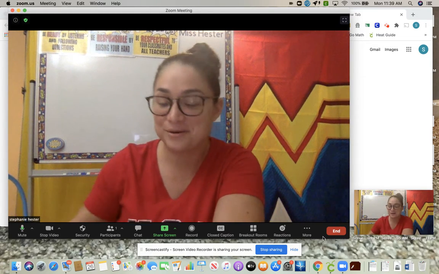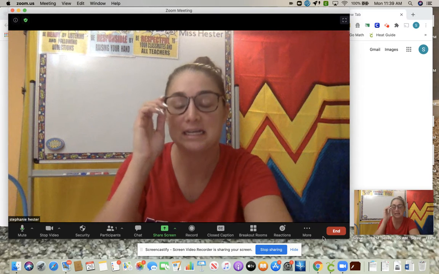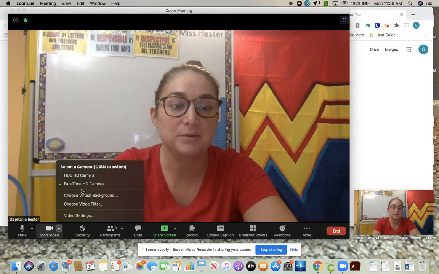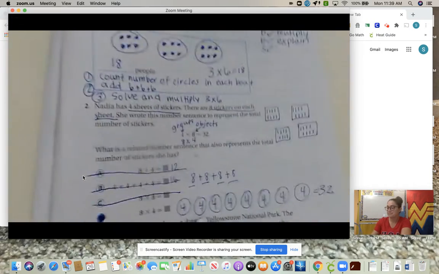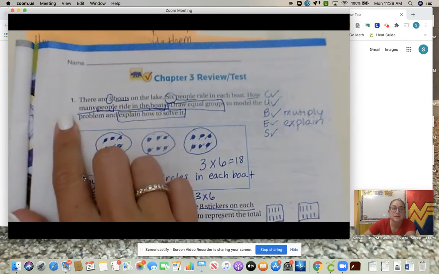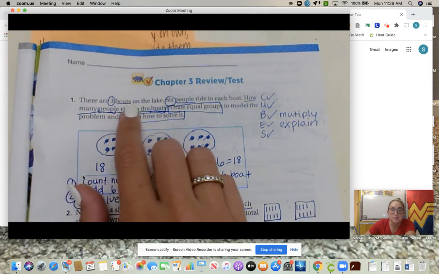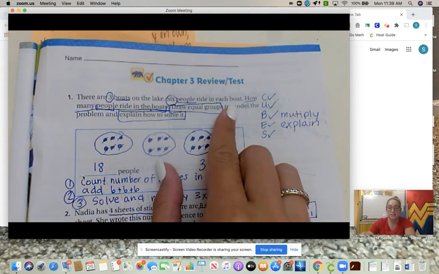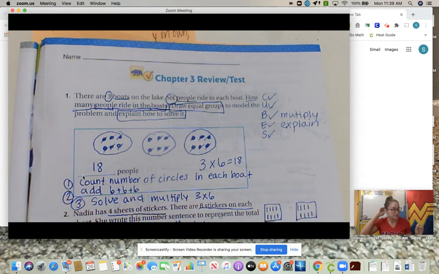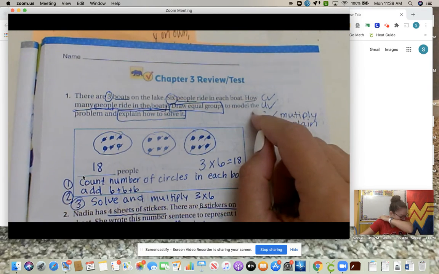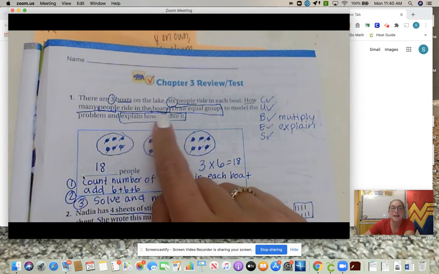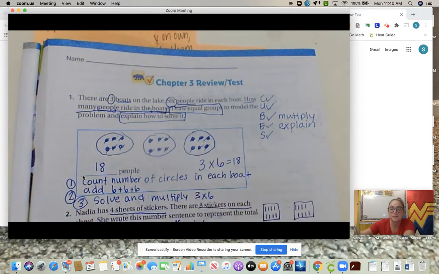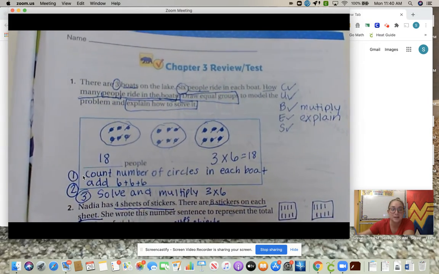If you want to try it out, go ahead. I'm going to explain. It's going to look super messy, but I'll go over what we did. So number 1, there are 3 boats on the lake. 6 people ride in each boat. How many people ride in the boats? Draw equal groups to model the problem and explain how to solve it.